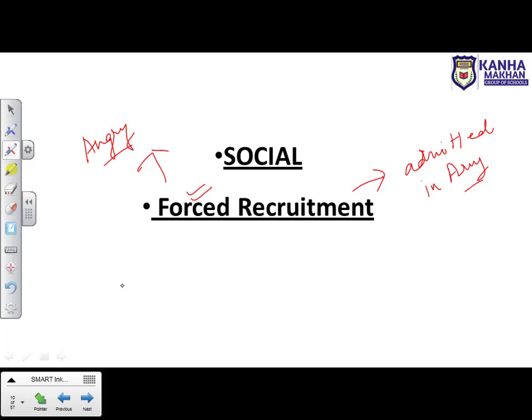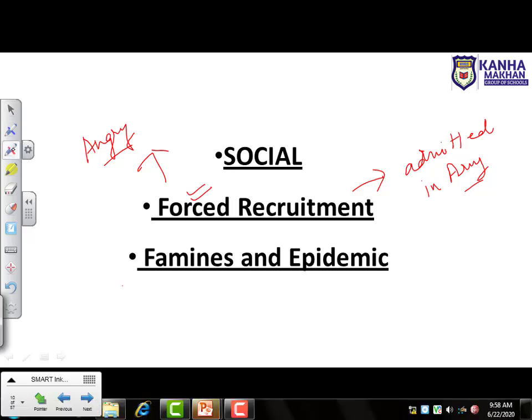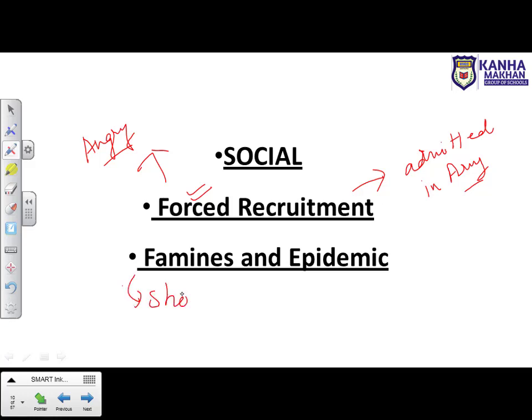Now the second thing that happened was famines and epidemics. Can you tell me what are famines? Yes, when there is a shortage of food, that situation creates a famine in which people are not able to get food and they die as a result of that. Now you might be thinking, ma'am, why was there a shortage of food? The reason was the crop failure that happened during that time.